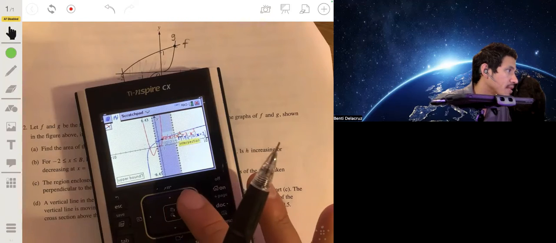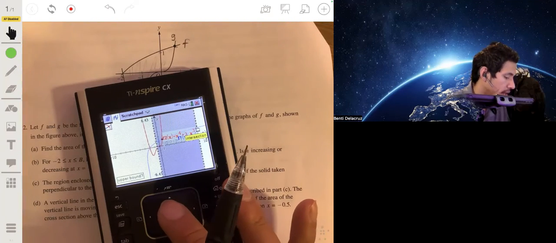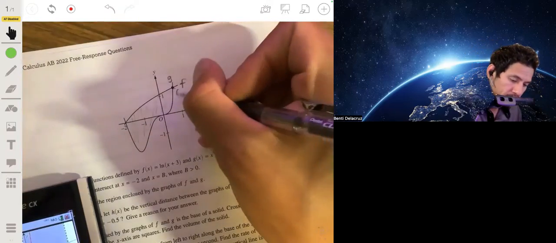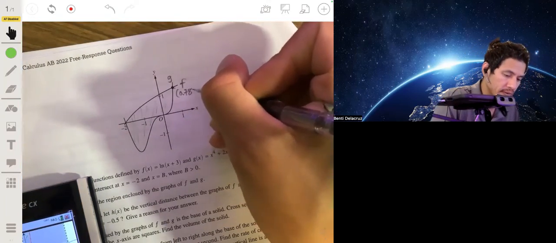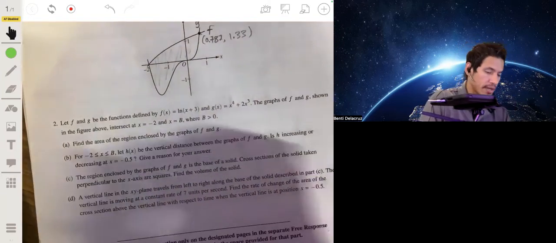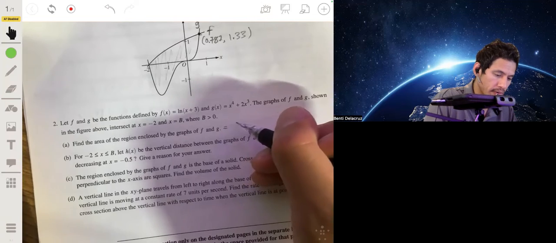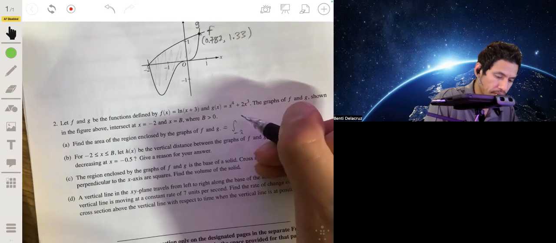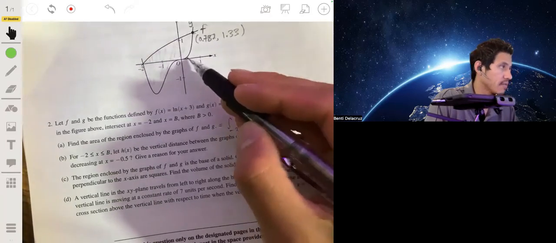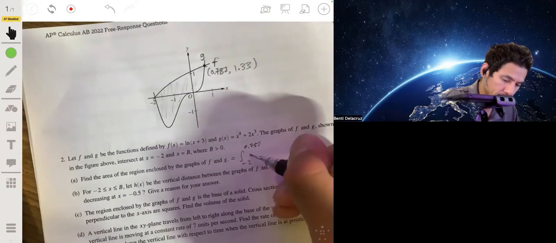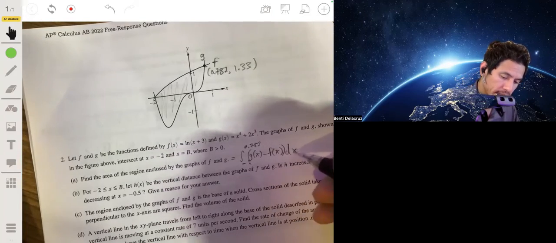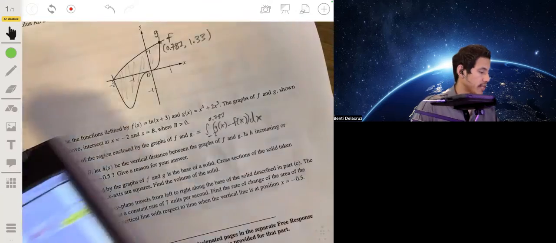Okay, so it looks like that point is at 0.782, and y value is 1.33. So let's label that over here. 0.782, 1.33. Okay, so the area will then be equal to the integral from -2 to 0.782 of g of x minus f of x, top minus the bottom, dx. And again, let's just use our calculator to take care of this work.